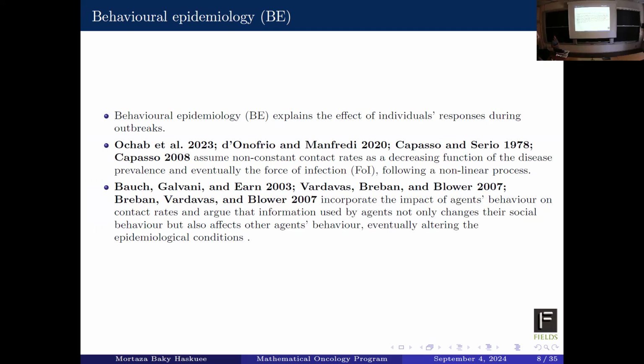As I mentioned, behavioral epidemiology is not new, since 1990. Some researchers use this approach to study the behavior of families with respect to kids' vaccinations in some disease. So it's not new, but also some studies, as I mentioned here, the most pioneering one is Capasso and Serio, from 1978, that they studied that contact rates are decreasing functions of disease prevalence, and then the force of infection as well. So it will be a nonlinear procedure.